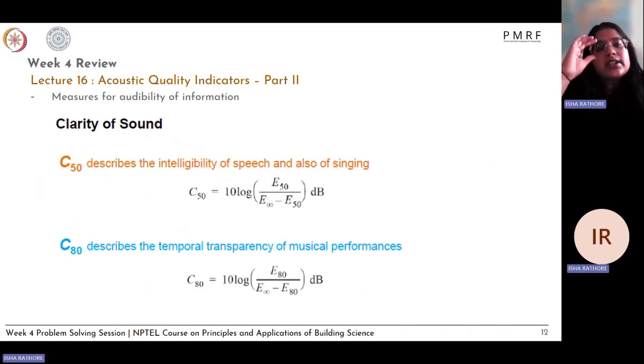Okay. So these are the four indexes basically. C50 describes the intelligibility of speech and also of singing, like how clear the words are in a song, or how clear the words are when a person is speaking to you. You can calculate these based on different formulas, using the sound energy coming before 50 milliseconds compared to after 50 milliseconds. Similarly, C80 is used for temporal transparency of musical performance when there are instruments and other things. So these are a few measures which are used for measuring the acoustic quality.